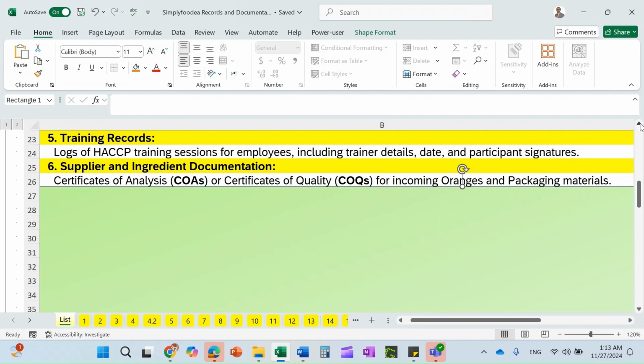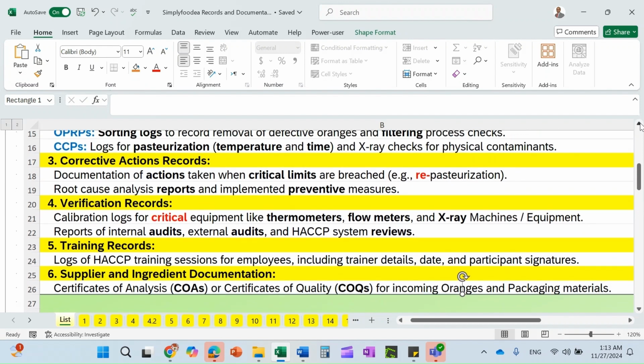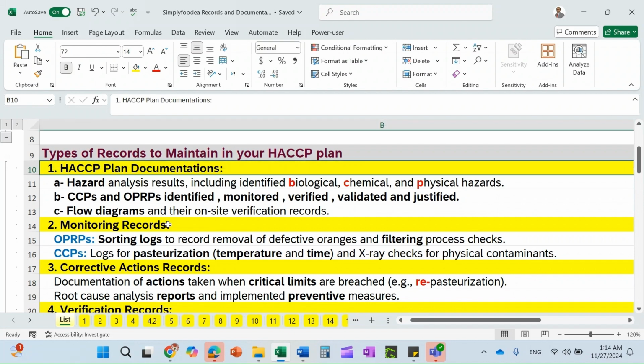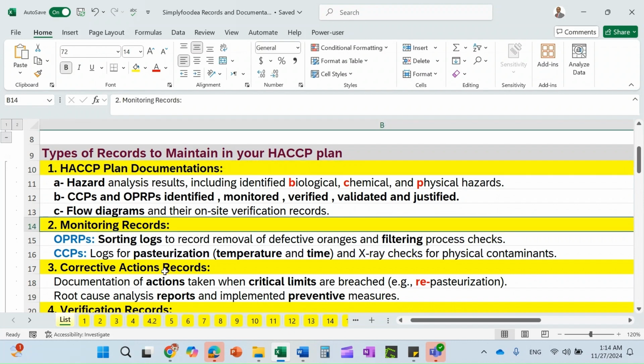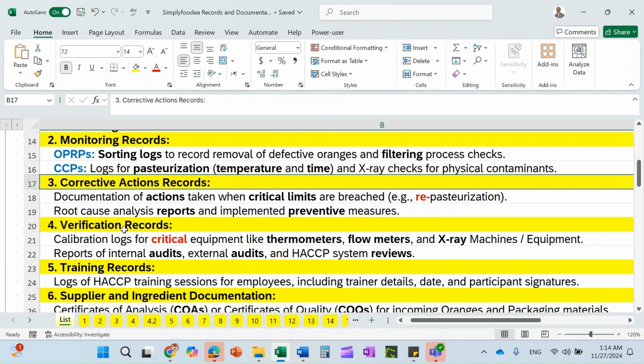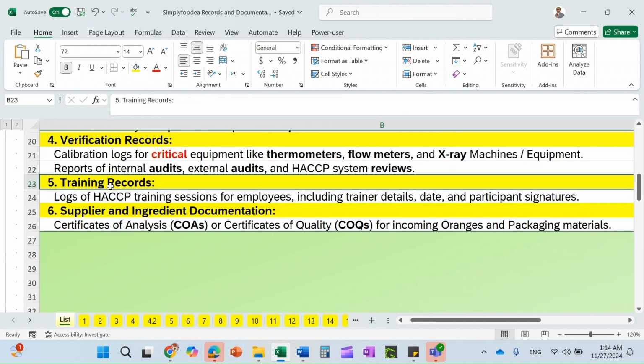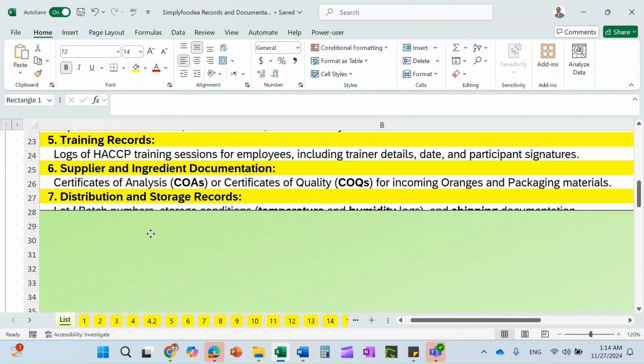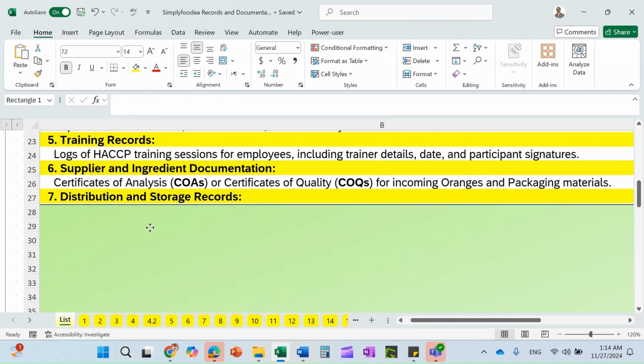A quick revision of the previous video. We are talking about the types of records to be maintained in our HACCP plan. We have started with the HACCP plan documentation, the monitoring records, the corrective action records, the verification records, the training records, and the supplier and ingredient documentation. Number 7 is the distribution and storage records.